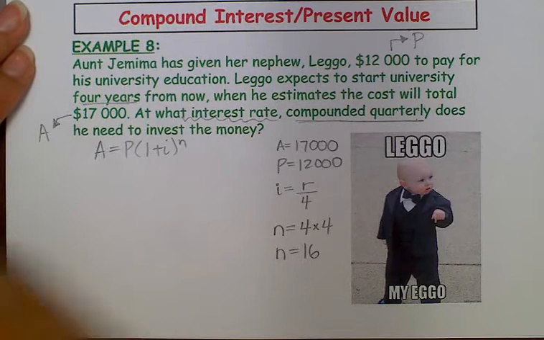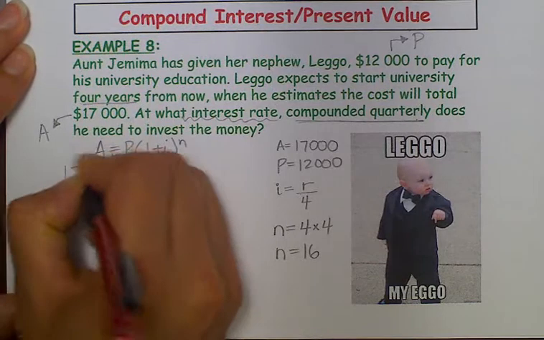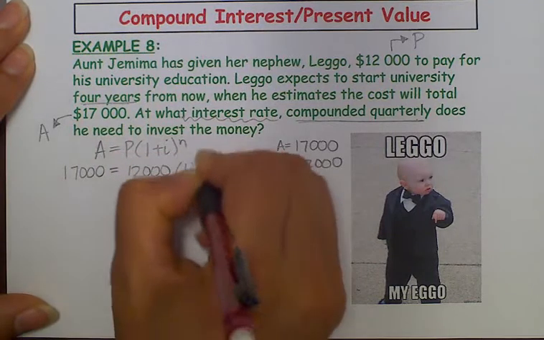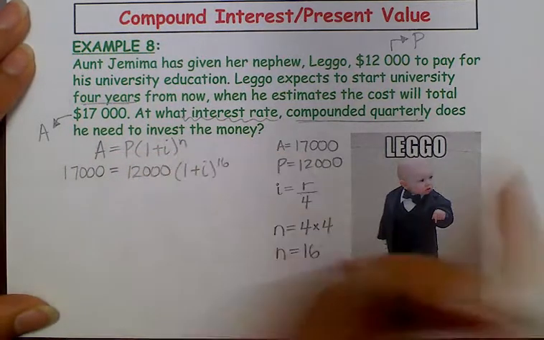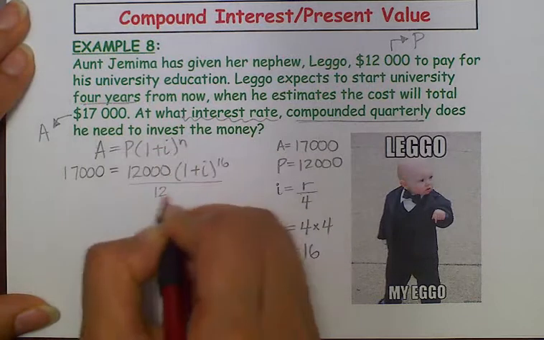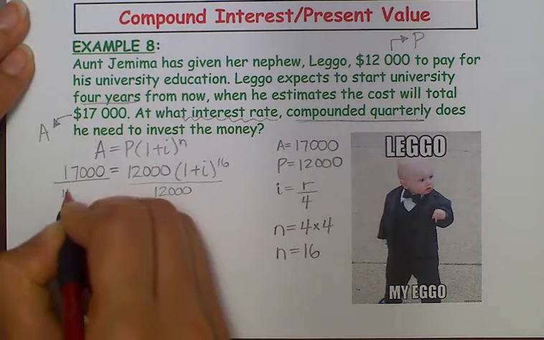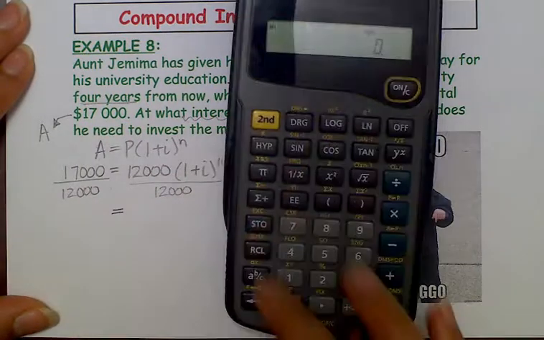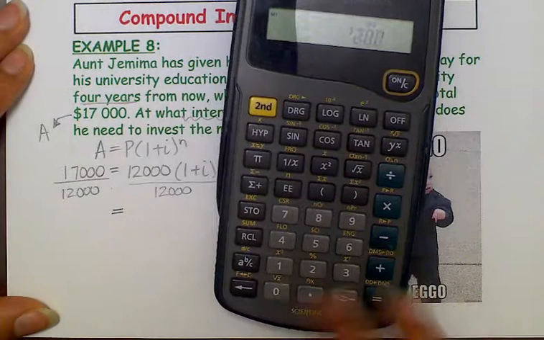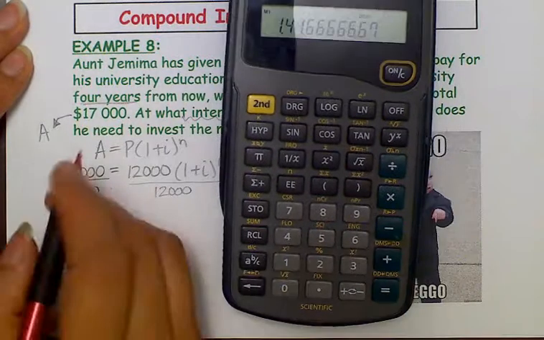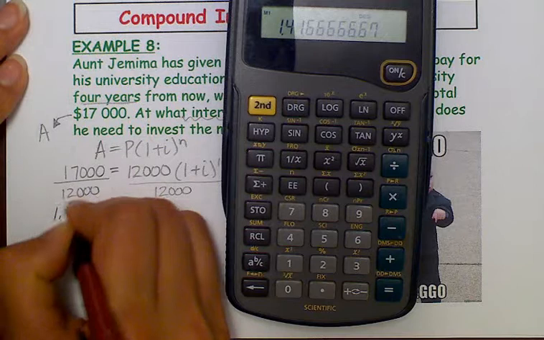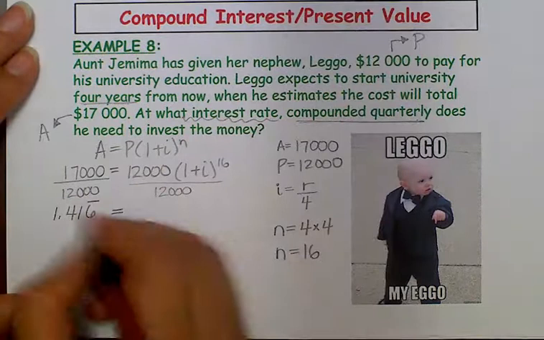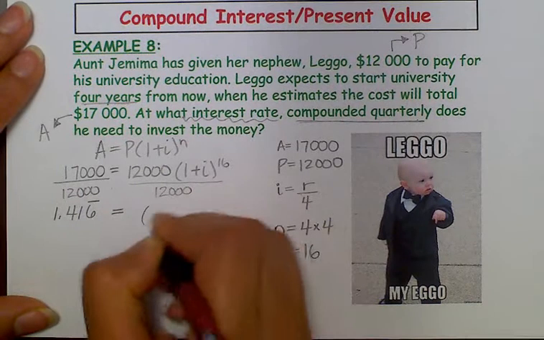And so if I plug in the information I know, I have 17,000 equals 12,000 times 1 plus I to the exponent 16. And just like we did earlier, we're going to divide both sides by 12,000. And on the left-hand side, I get 1.41666666. So it keeps repeating. I'll just put a bar on top of the 6. And on the right-hand side, I get 1 plus I to the exponent 16.